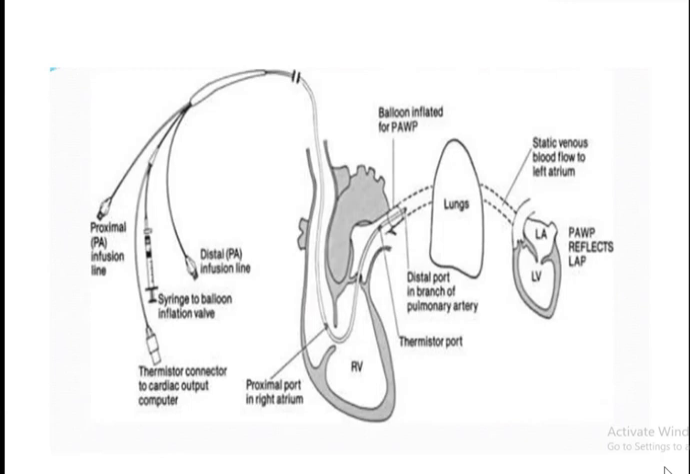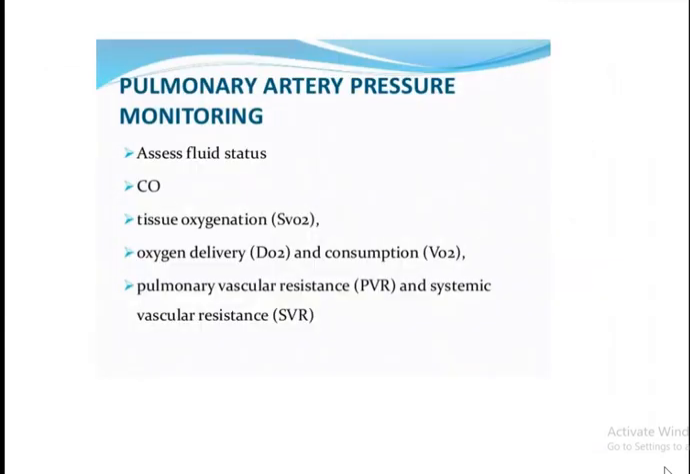What are we doing with all the measurement of these pressures? We are distinguishing the various types of shock, whether it is cardiogenic shock, obstructive shock, or hypovolemic shock. In hypovolemic shock, CVP, central venous pressure, will be low, but your pulmonary artery pressure and capillary wedge pressure will be normal or low. So with the help of these various pressures, you can easily know the type of the shock.